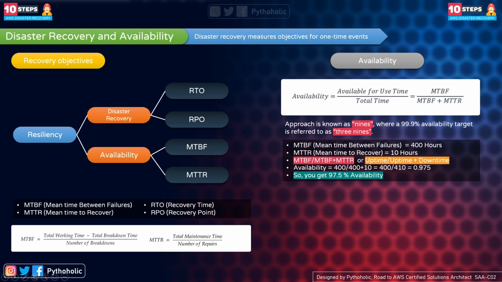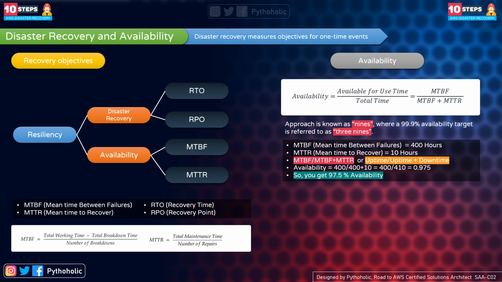So let's suppose we have a MTBF or mean time between failures that is around 400 hours and MTTR, that is mean time to recover, as 10 hours. So if we put that into the formula that we have above, we'll get the availability is around 400 by 400 plus 10, that is 400 by 410. So you'll get a value of 0.975. So you get availability of 97.5%, which is not that great, but this is just an example. So I'm just showing you how actually the calculation works.